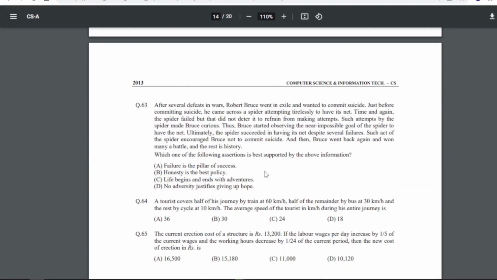Now 63, after several defeats in wars, Robert Bruce went to exile and wanted to commit suicide. Just before committing suicide, he came across a spider attempting tirelessly to weave its net, right? Time and again the spider failed, but that did not deter it from making attempts. Such attempts by the spider made Bruce curious. Thus Bruce started observing the near impossible goal of the spider to have the net. Ultimately, the spider succeeded in having its net despite several failures. Such an act of the spider encouraged Bruce to not commit suicide, and then Bruce went back again and won many a battle, and the rest is history. Which one of the following assertions is best supported by the above information? So for 63 our answer will be D, that is no adversity justifies giving up hope.